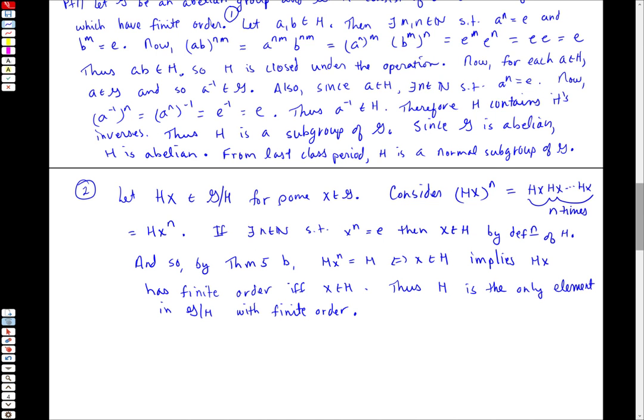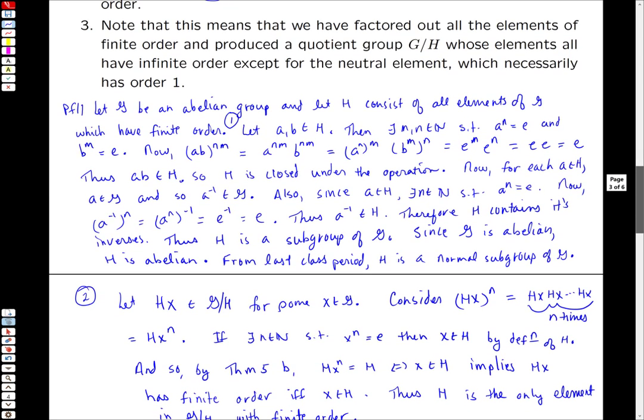And then the last part of this one said, note that this means that we have factored out all the elements of finite order and produced a quotient group G mod H whose elements all have infinite order except for the neutral element, which necessarily has finite order. So when we made our quotient group, all the elements in G that have finite order are in H. All the other elements in our quotient group have infinite order. So we factored out everything with finite order, and everything else has infinite order. That is what our quotient group does.